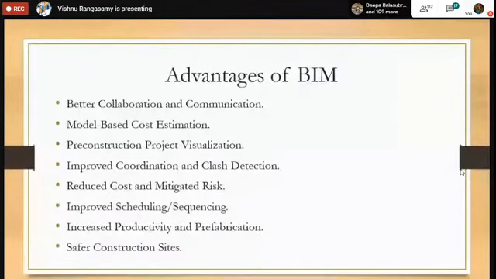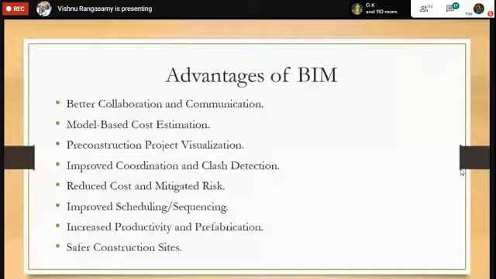So pre-construction project evaluation is like the 3D views that are developed in 3ds Max or SketchUp. Next, improved coordination and clash detection. As project management, you can detect where the clash is going to be and how to coordinate, so it can be informed to us prior. Next, reduced cost and mitigated risk. If we are planning properly, it will reduce the cost of the project.